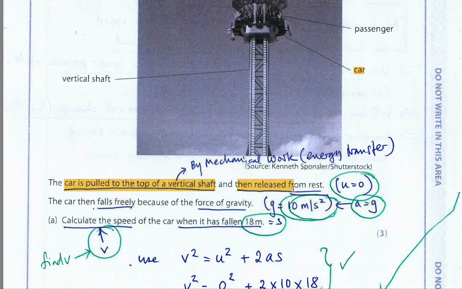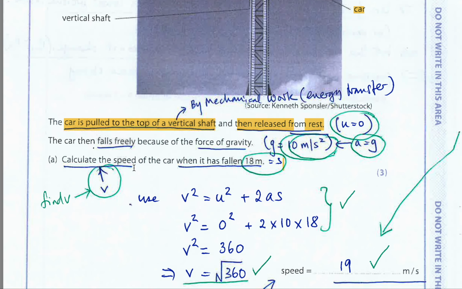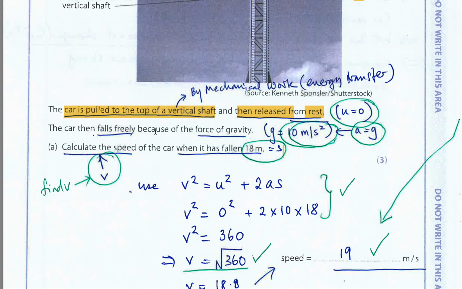Then released from rest, and I've put here that means u is 0. The initial velocity is 0. From rest, as you know, means not moving. The car then falls freely. That means under the action of gravity. There is no restriction on the acceleration. So they're saying it's a very smooth system, or theoretical. They're just assuming that the frictional forces are negligible.